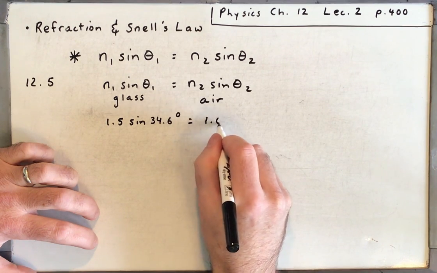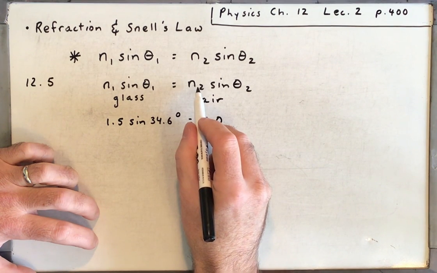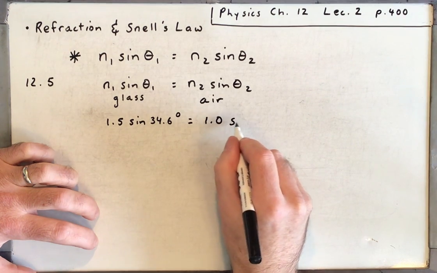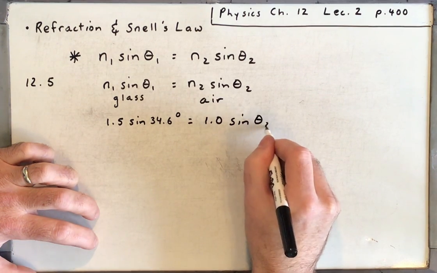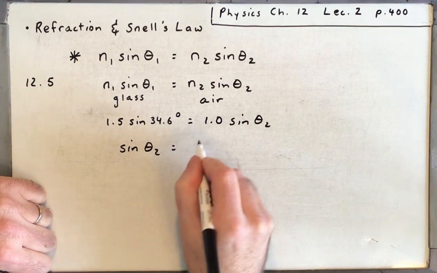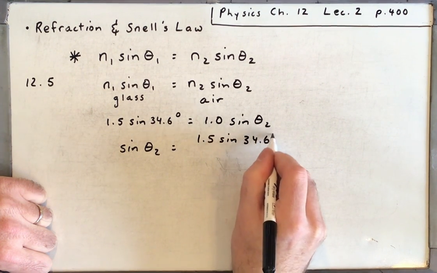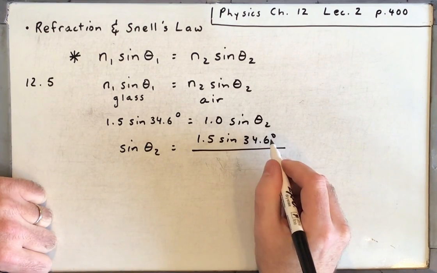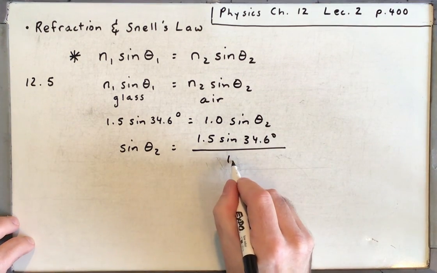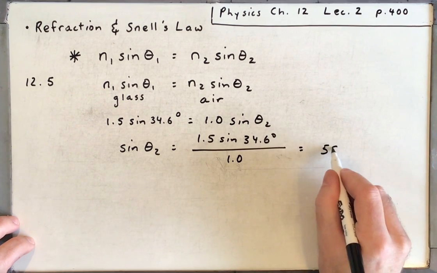Air is 1.0. N2 for air, the index of refraction for air is 1. You've got to memorize that. And then sine theta 2. We want to try to find theta 2 again. So sine of theta 2 would be 1.5 sine 34.6. Make sure your calculator's in degrees. If you're in pre-cal right now, you might be putting your calculator in radians. Divided by 1. And that is going to be 58.4 degrees.